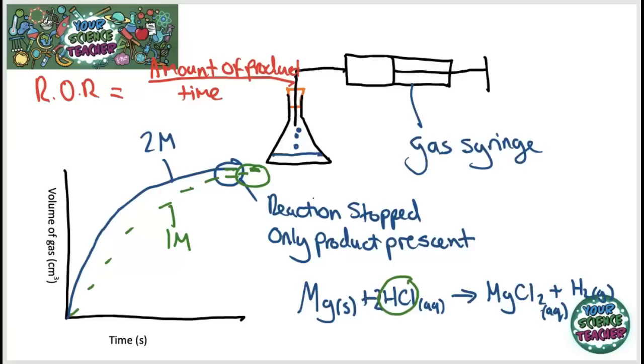Therefore, it has a faster rate of reaction. Now, you can also find the rate of reaction at a certain point by drawing a tangent to the line, and we call this the instantaneous rate of reaction.